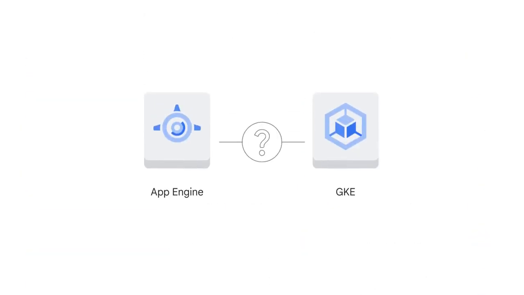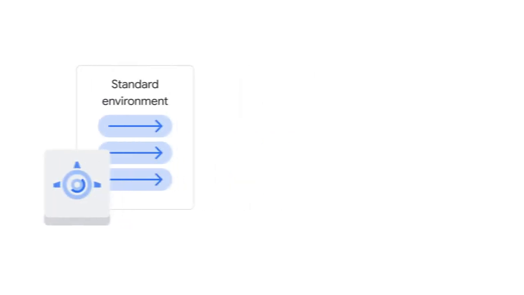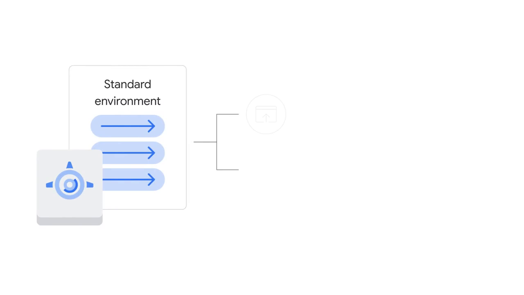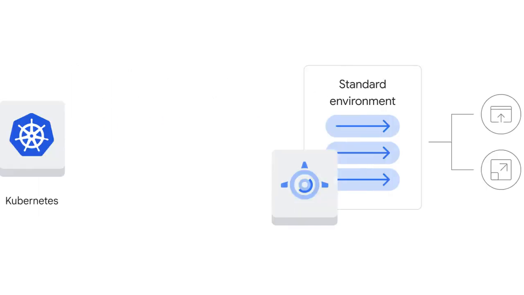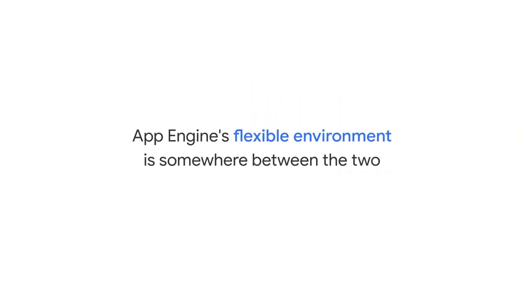Because App Engine uses Docker containers, you may be wondering how App Engine compares to Google Kubernetes Engine. App Engine's standard environment is for people who want the service to take maximum control of their web and mobile applications' deployment and scaling. Google Kubernetes Engine, however, gives the application owner the full flexibility of Kubernetes. App Engine's flexible environment is somewhere between the two.